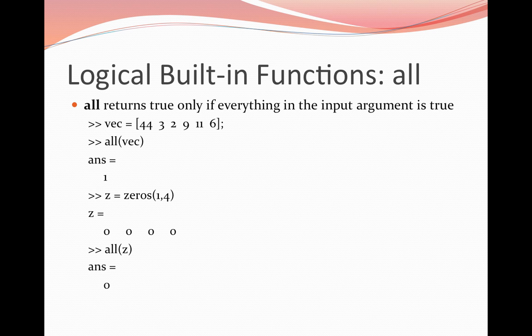The function all returns true only if everything in the input argument is true. So here with my vector vec, everything is in fact a representation of true, so all of vec gives me true. If we have zeros, then all of z is going to give me 0.